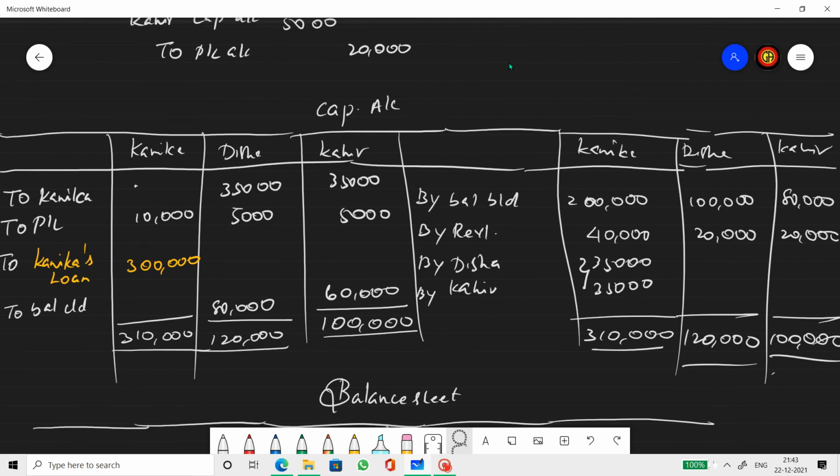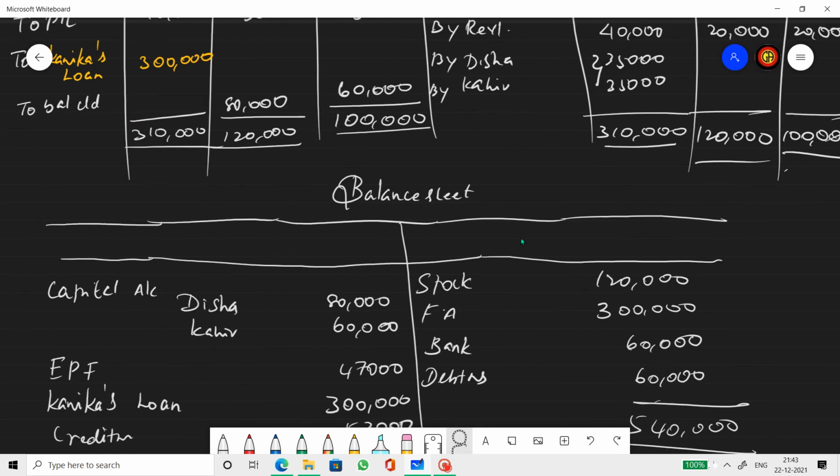As you can see, all the figures are literally the same as the previous question. So if you pass the journals, I'm sure you will be able to match up these figures. So now Kanika's loan amount is 3 lakh. The balance in Disha's and Kabir's capital account is 80,000 and 60,000. Now balance sheet.